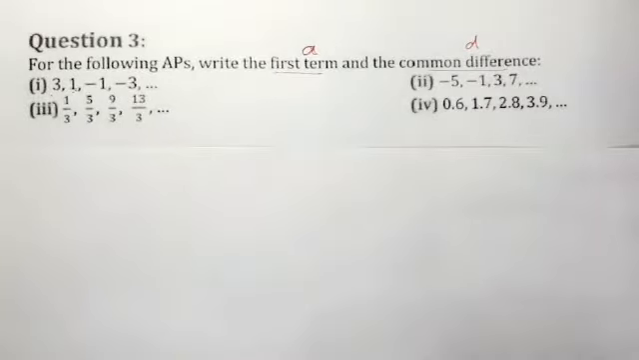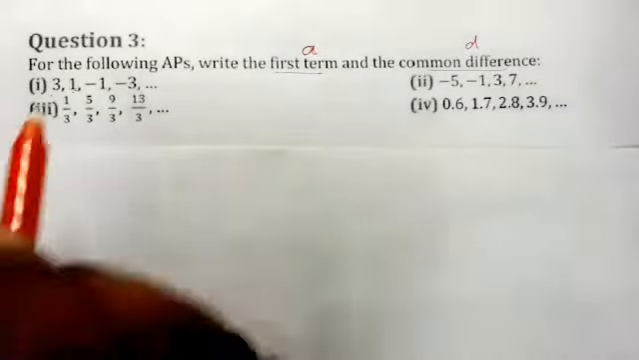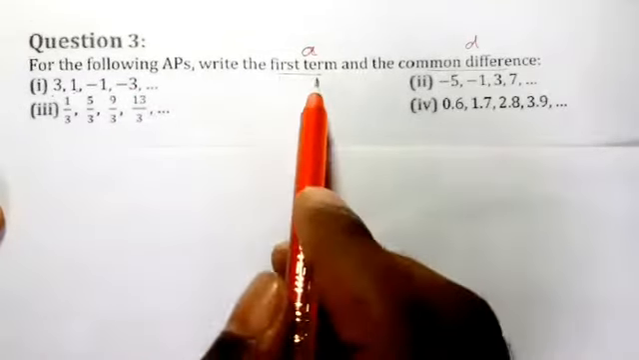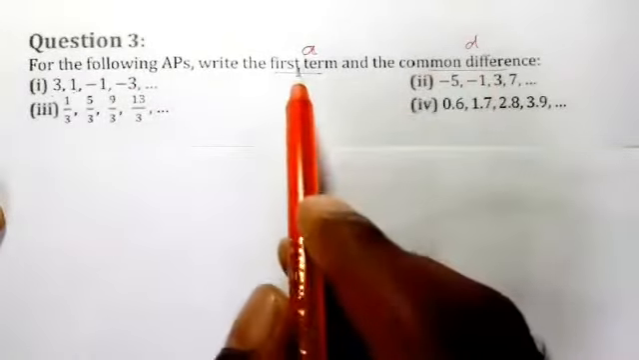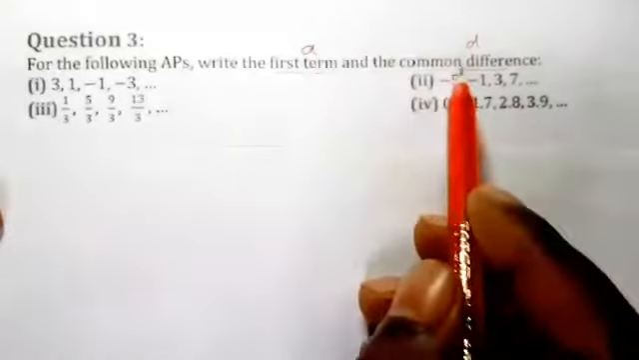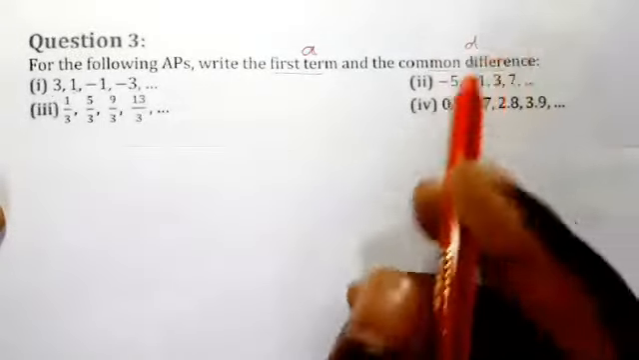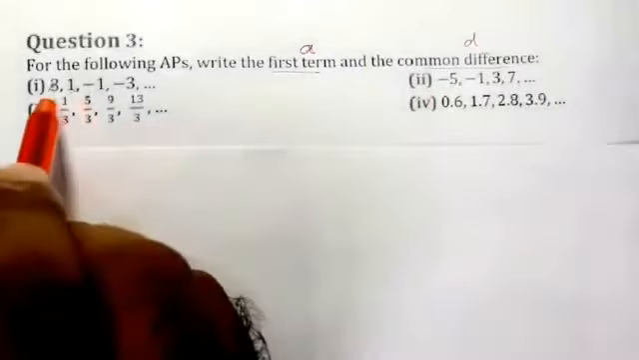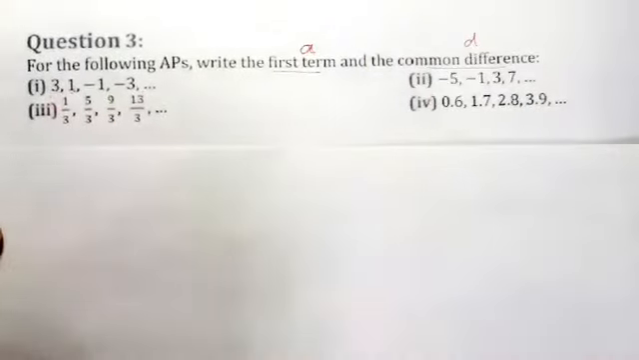Hi friends, now we are going to take question number 3. For the following APs, write the first term and the common difference. First term we denote by A, common difference will be denoted by D. So we have to find A and D. The first series is given: 3, 1, minus 1, minus 3.